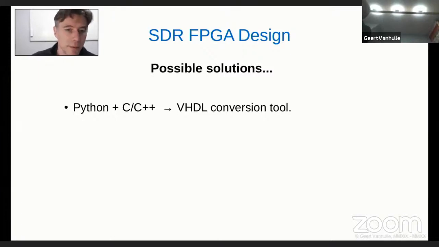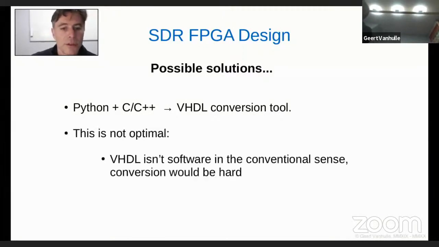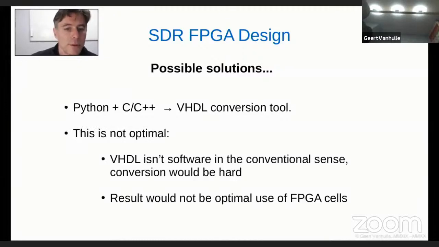But that's the difficult part. Remember, VHDL is not something that can easily be used to transpose code from a sequential system into VHDL code. That's not a very good solution. The conversion would be very hard, and also, even if we would be capable of doing that, it would absolutely not result in an optimal use of the FPGA cells.